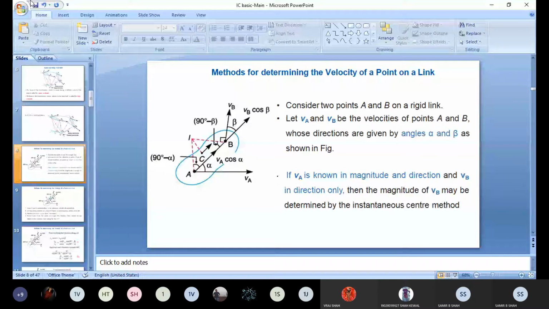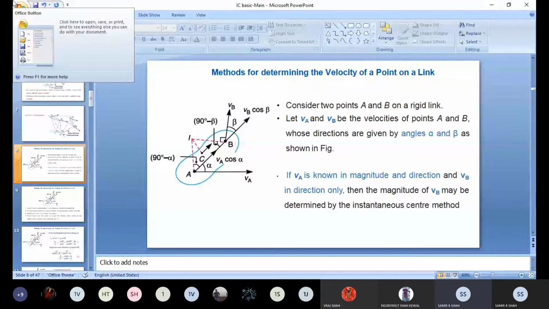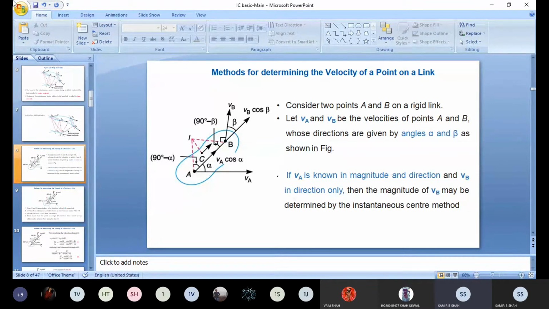Now we go somewhat into the theory: methods for determining the velocity of a point on a link. Though there are many methods for determining the velocity of any point on a link in a mechanism whose direction of motion, meaning path, and the velocity of some other point on the same link is known, meaning magnitude and direction, the following two methods are more important from the subject point of view: the instantaneous center method and the relative velocity method.